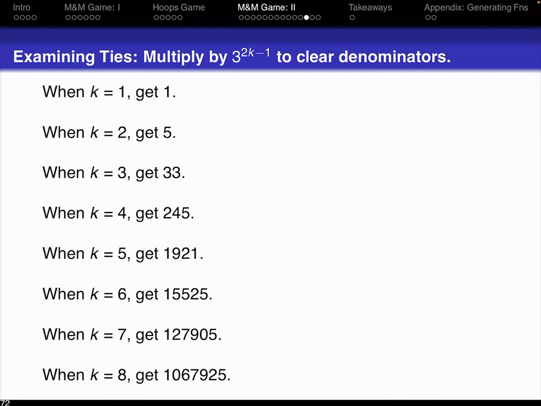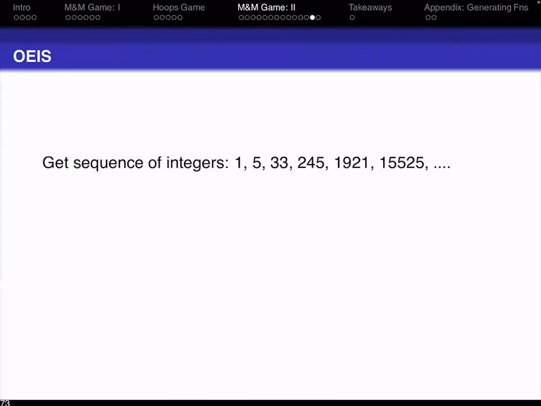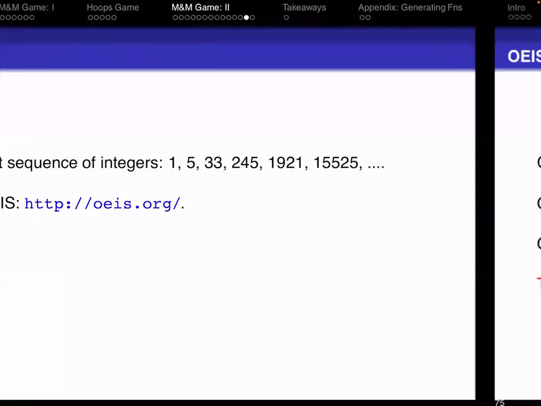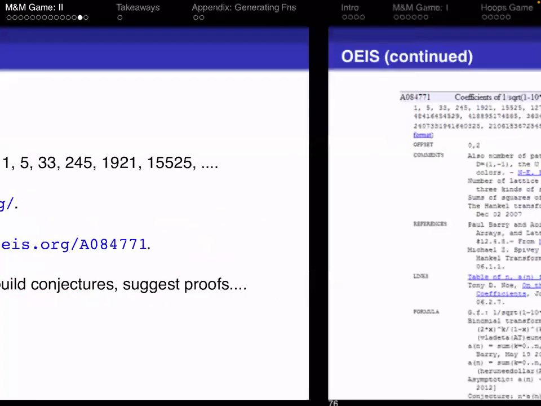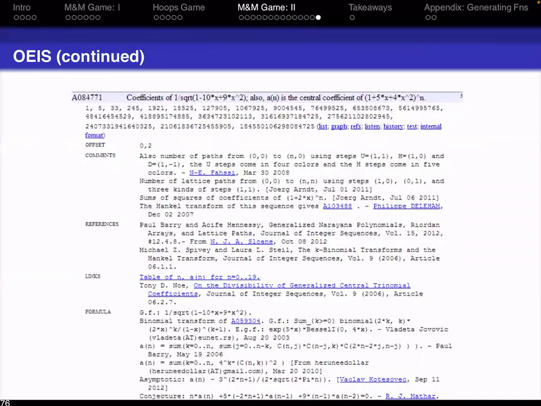I don't. But you feed them into the encyclopedia. You go to oeis.org, put that in, and our sequence exists. It spits out that it's the coefficients of 1 divided by the square root of 1 minus 10x plus 9x squared. Also, it's the central coefficient of the following. And then it lists a bunch of contents, references, tables, and formulas for them.